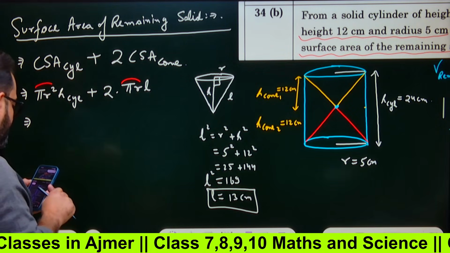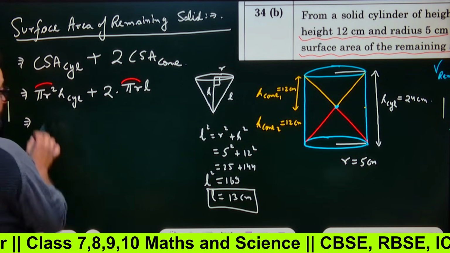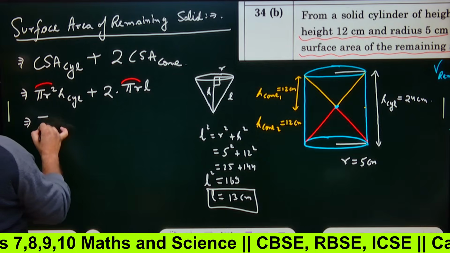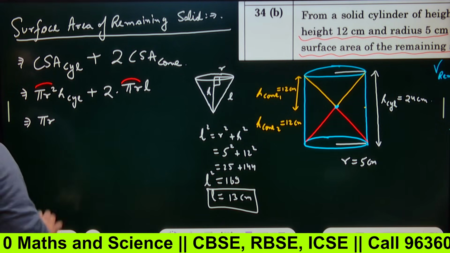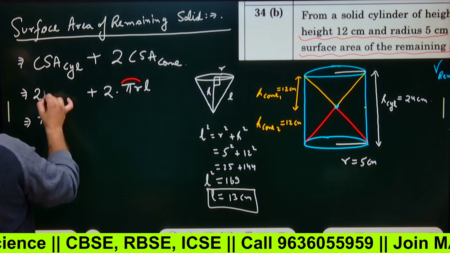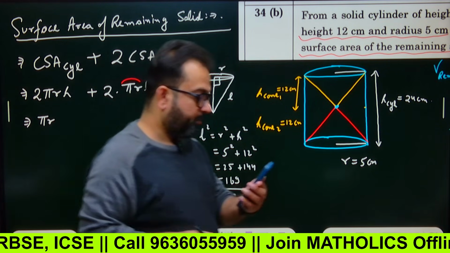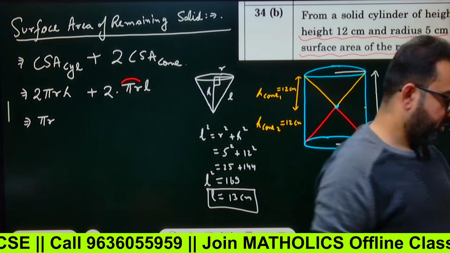Now, see, you can take pi r common out of this. Pi r. Oh, curved surface area of cylinder, sorry. Curved surface area of cylinder is 2 pi r h, right? Pi r square h is volume, okay?